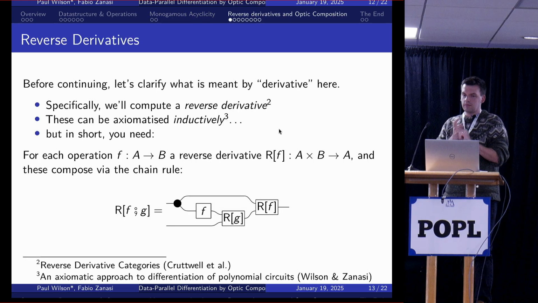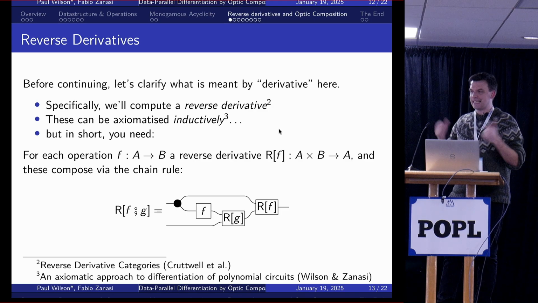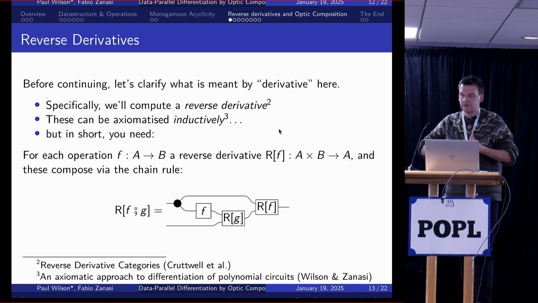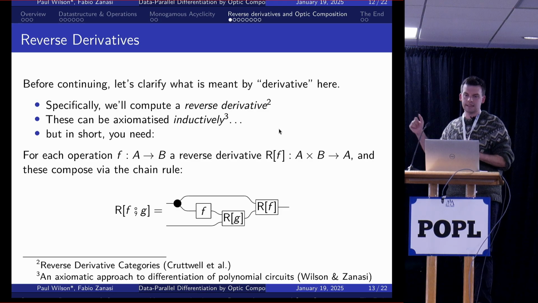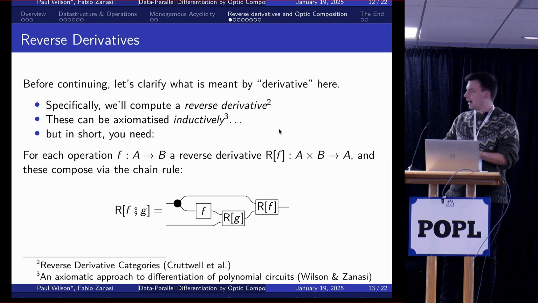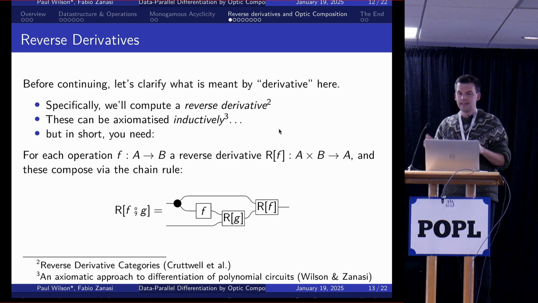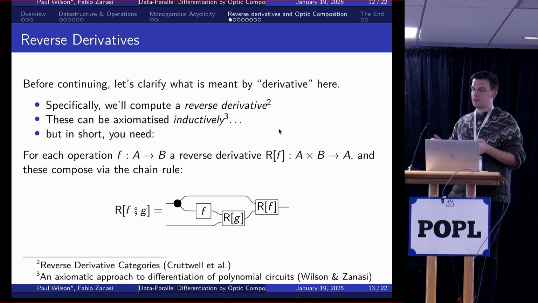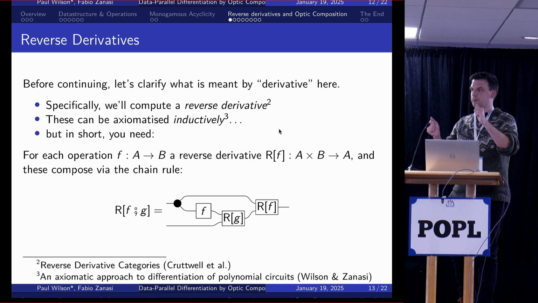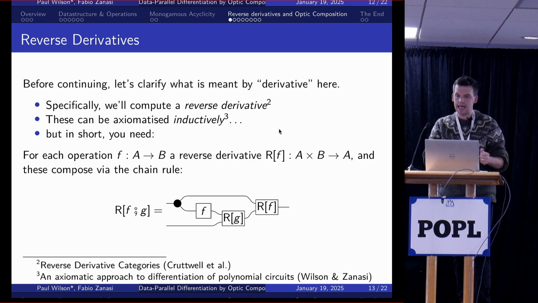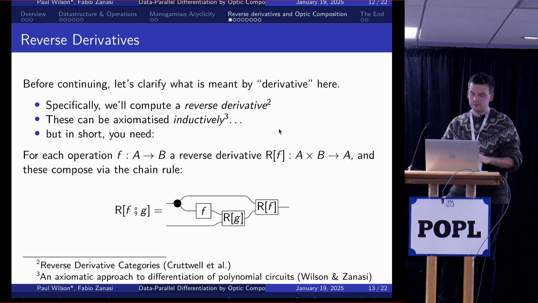So to be clear about what I mean by taking a derivative, I mean computing a reverse derivative of a morphism. This is defined in this paper, reverse derivative categories. It's a very nice paper. I did an inductive version of this with string diagrams, but the TLDR for the purpose of this talk is for every operation in your category, if you have some f: a to b, you also need a reverse derivative, which goes from the input a and the output gradient b, and it will give you an input gradient a. And they compose by the chain rule.